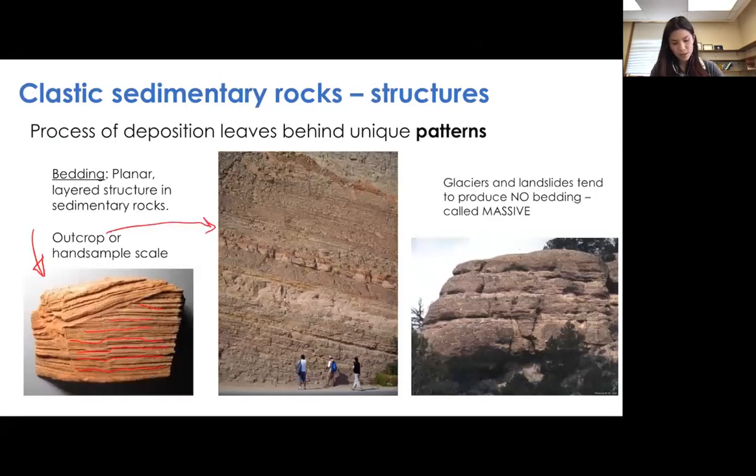We get to a slightly larger outcrop scale with people for scale here. We can see that the bedding can be on the order of 1 meter to decimeters thick. And then we can get even larger bedding, which is called massive. In this case, there's almost no bedding. We do see what looks like some evidence of layers here. However, I think those are just an erosional remnant. This is common when we have glaciers and landslides because they are a very rapid process, and so they tend to leave behind no bedding in the sedimentary rocks.